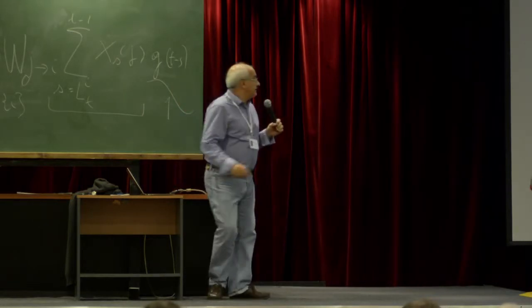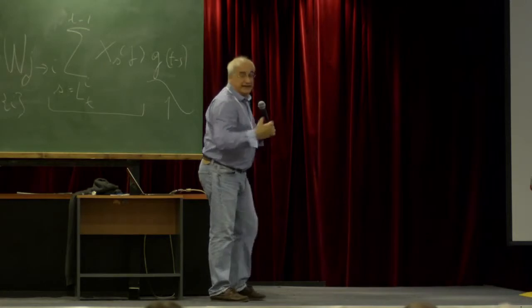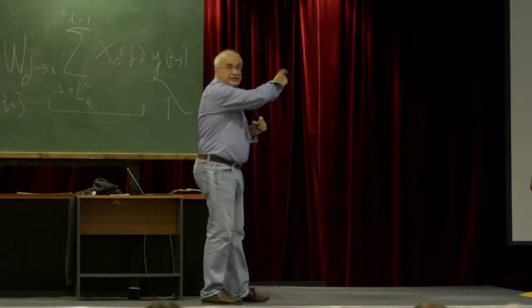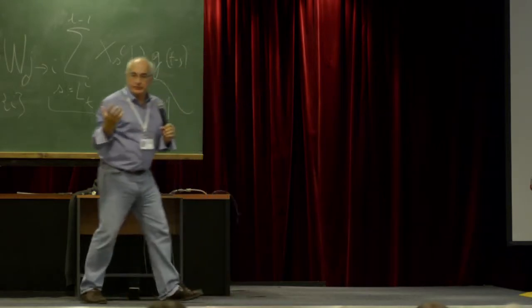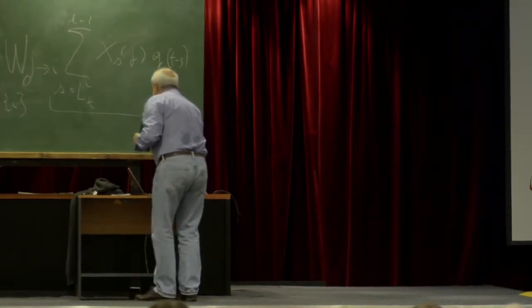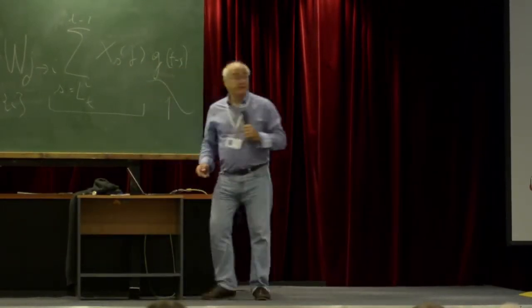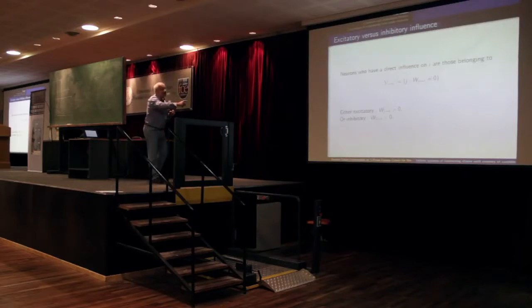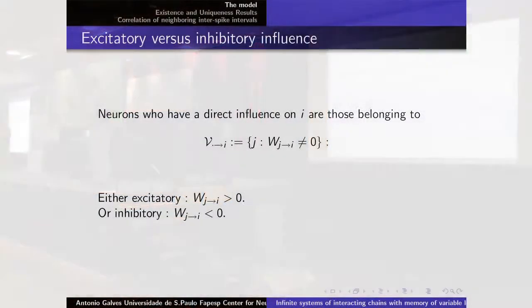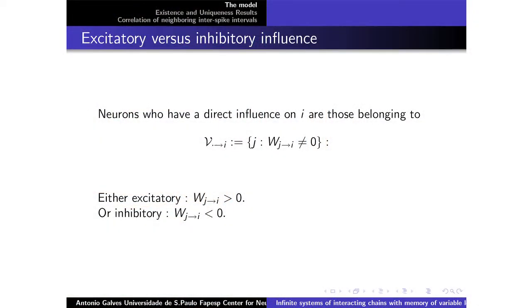So now the neurons who had an influence on i are those for which the synaptic weight is not zero. And you have two possibilities. If this synaptic weight is positive, this means that the activity of j is excitatory on i. Negative is inhibitory. And in a few seconds, I will tell you some weakness of the paper, which is associated with this.